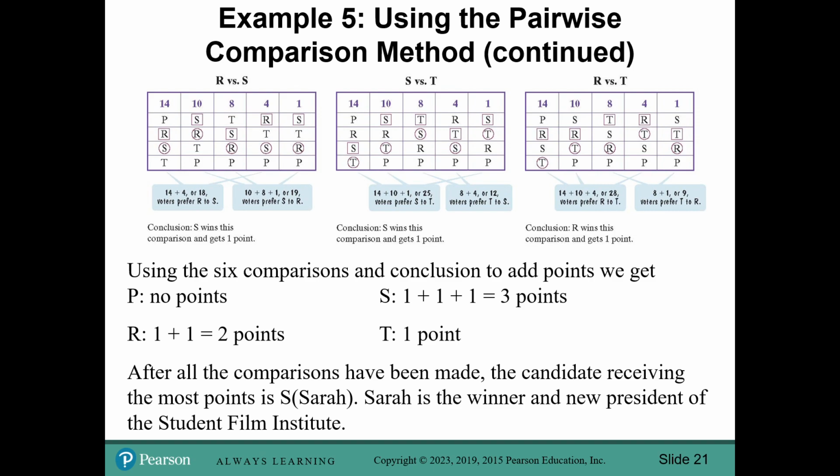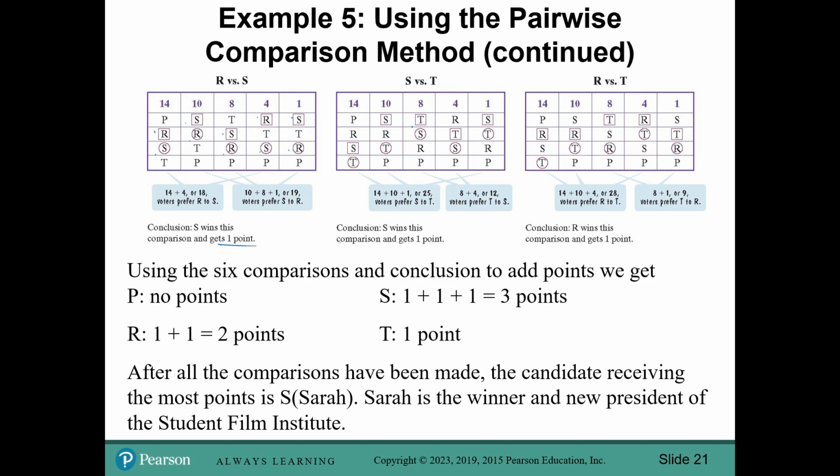We've got to compare R to S. So we see in the first one that R beats S, but then S beats R, S beats R, R beats S here, S beats R. So 14 plus 4 for the R to S gives us 18 versus the S to R beating it. 10 plus 8 plus 1 are 19 for the voters that prefer S to R. So we see that S wins a point.